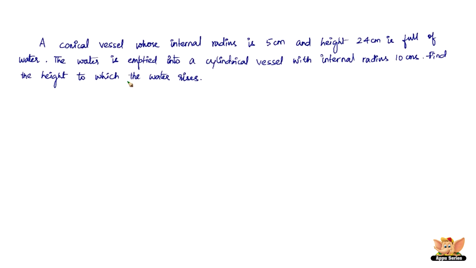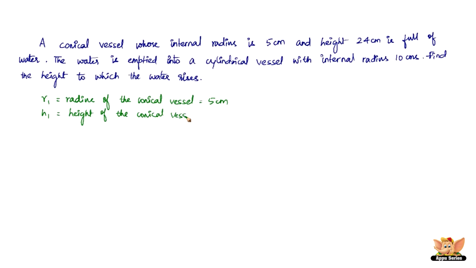So let's solve this. Now let's have R1 as equal to the radius of the conical vessel, which is equal to 5 centimeter. Then we've got H1. Let that be H1. So that is the height of the conical vessel, which is already given in the question. So no doubts about that. So the height of the conical vessel is going to be 24 centimeter.